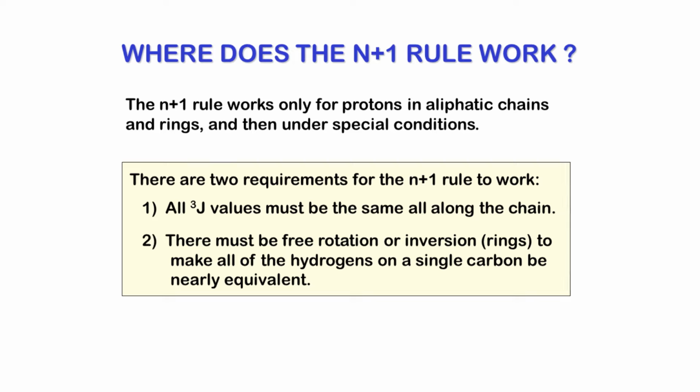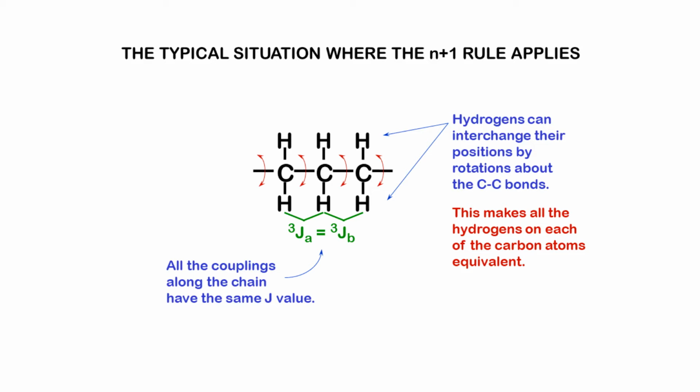Two main requirements must be met for the N+1 rule to work. All three J values must be the same along the chain, and there must be free rotation or inversion to make all hydrogens on a single carbon nearly equivalent. In typical situations where the N+1 rule applies, hydrogens can interchange their positions by rotating around the C-C bonds, making all the hydrogens on each carbon atom equivalent. This results in all couplings along the chain having the same J value.